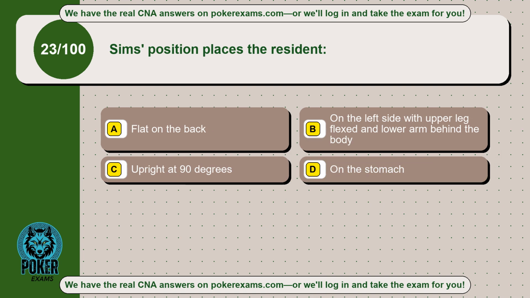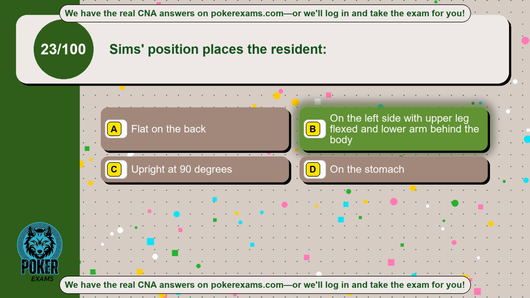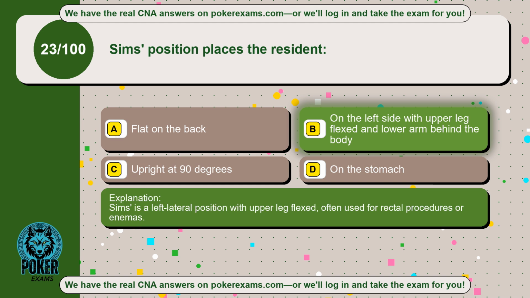Question 23. Sims position places the resident: Option A, flat on the back. Option B, on the left side with upper leg flexed and lower arm behind the body. Option C, upright at 90 degrees. Option D, on the stomach. The correct answer is option B, on the left side with upper leg flexed and lower arm behind the body. Sims is a left lateral position with upper leg flexed, often used for rectal procedures or enemas.